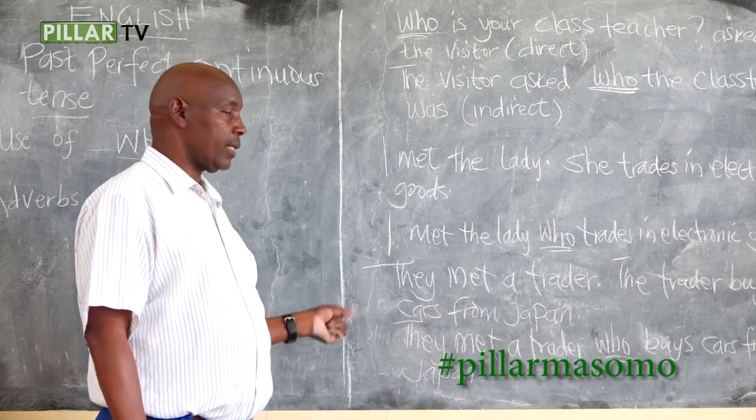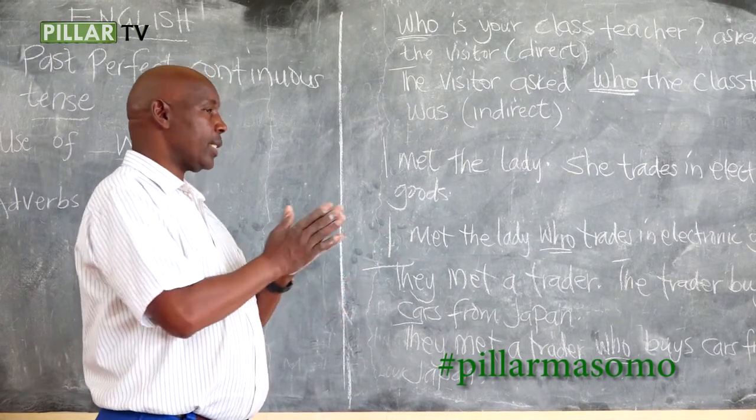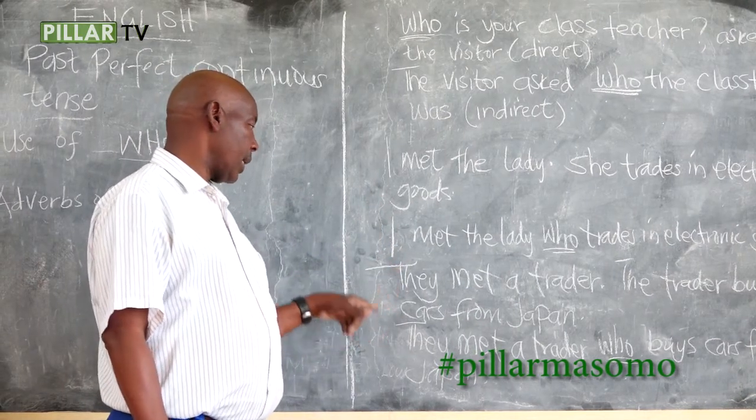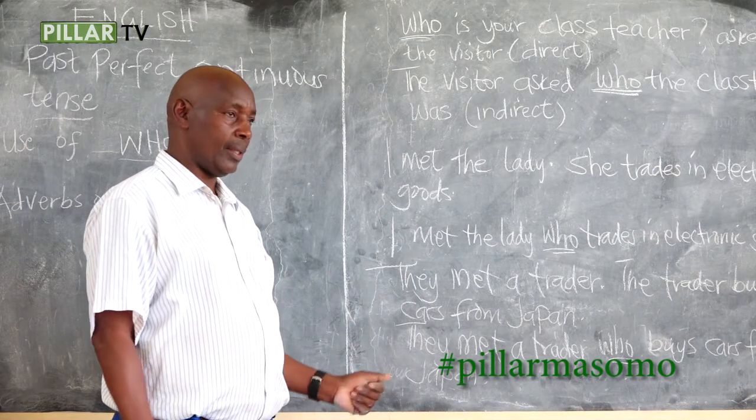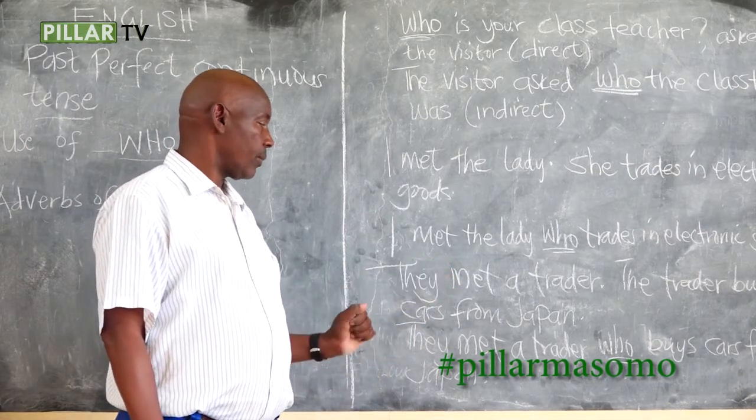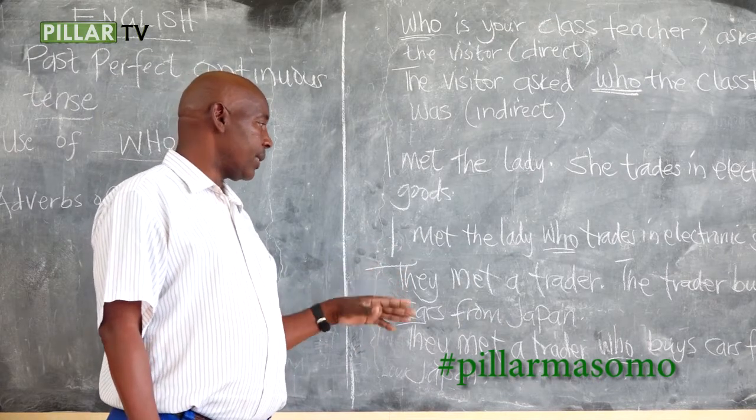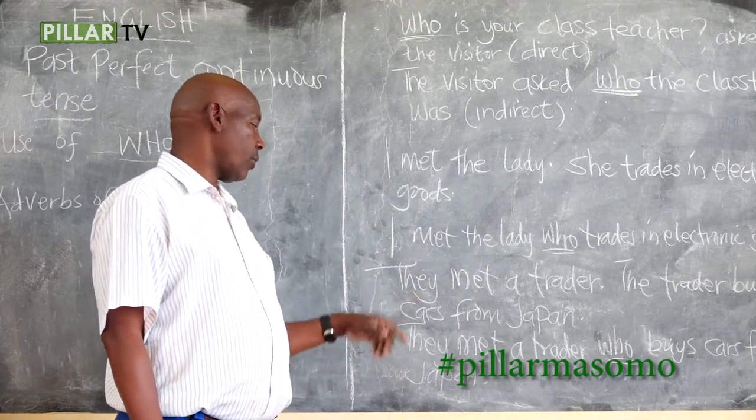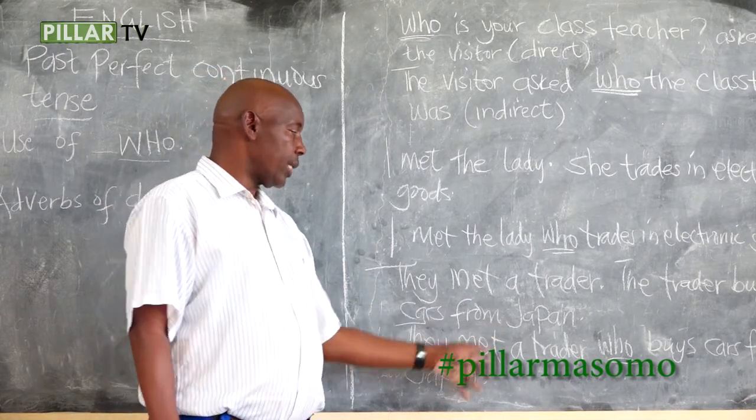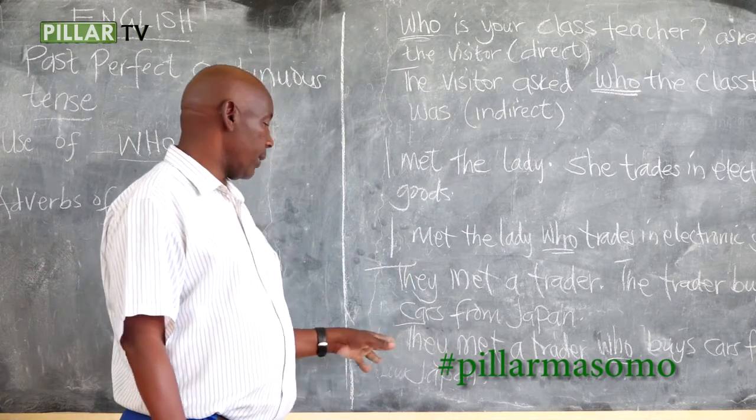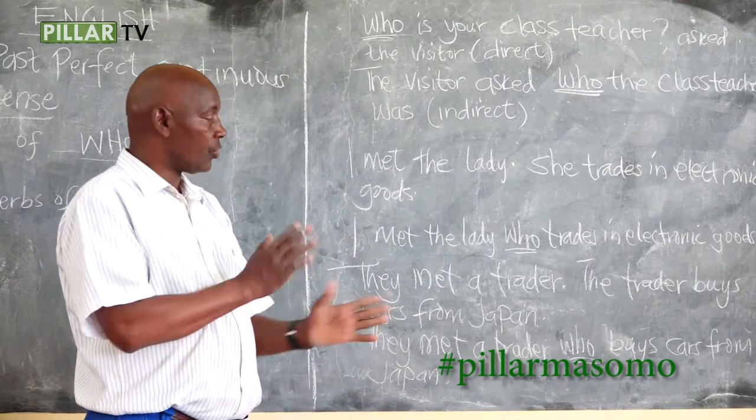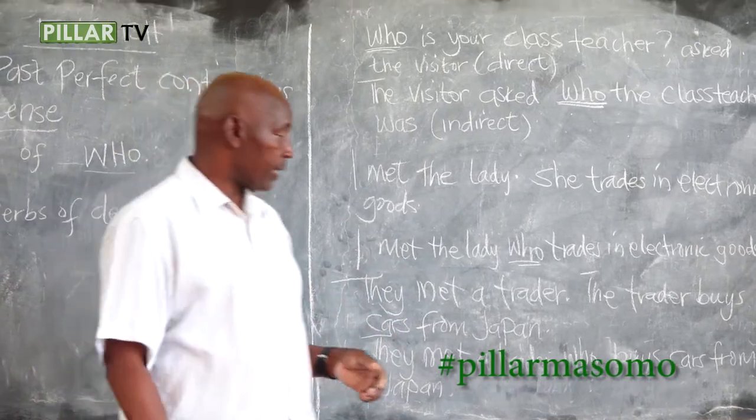They met a trainer. Yeah? Those are people who went and met a trainer. The trader buys cars from Japan. That's another one. What does this trader who was met, what does he do? He buys or she buys cars from Japan. So when we join the two sentences, the information remains. They met a trader who buys cars from Japan. So it does not change the meaning of the sentence.